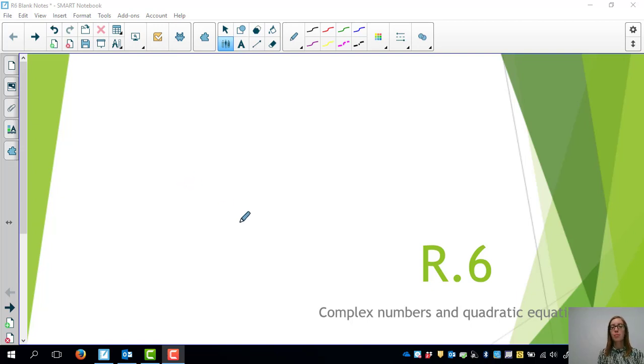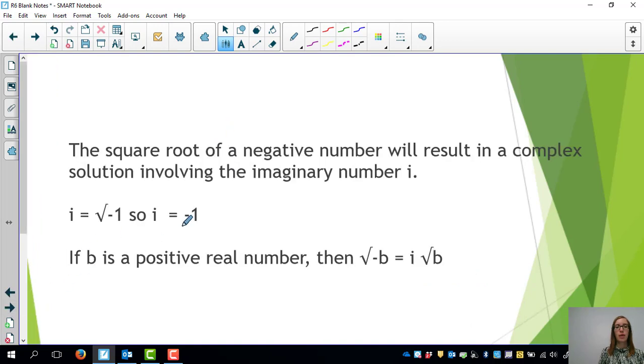This introduces complex numbers. We usually work with the real numbers. Complex numbers are a set of numbers that deal with the number i. The number i represents the square root of -1. That's what's equal to i. So this allows us to actually take the square root of a negative.